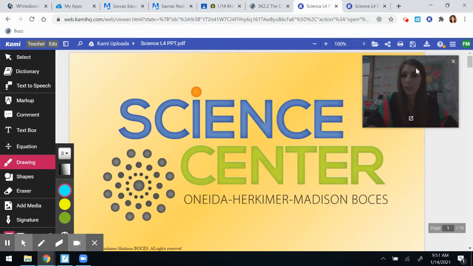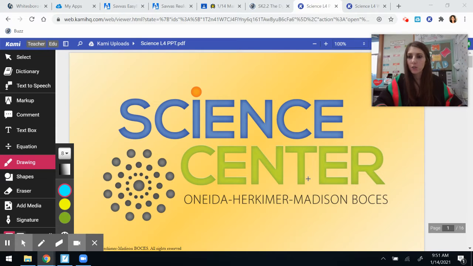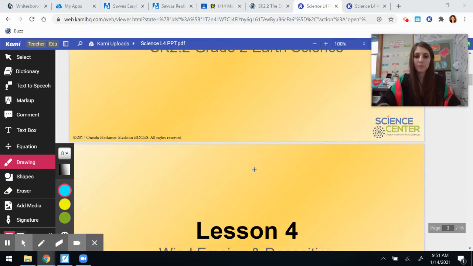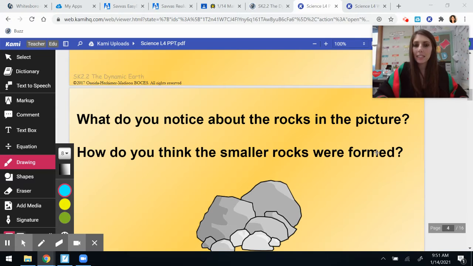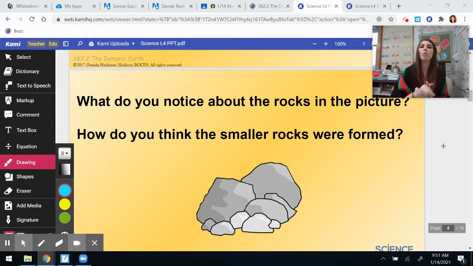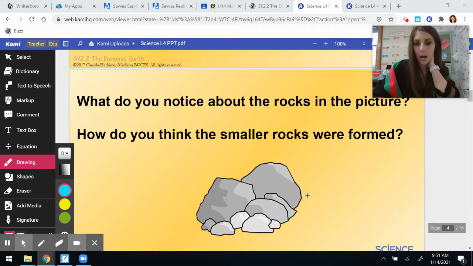I'm going to switch over here to my slides to teach you about some new vocabulary words. Let's look at this slide. What do you notice about the rocks in this picture? Let's see, what do I notice? I notice that these rocks are different sizes, different shapes, and different colors. Is that what you noticed too? Maybe.